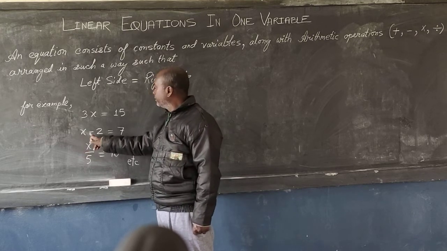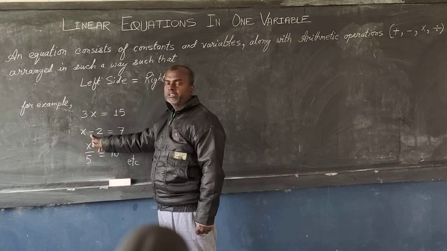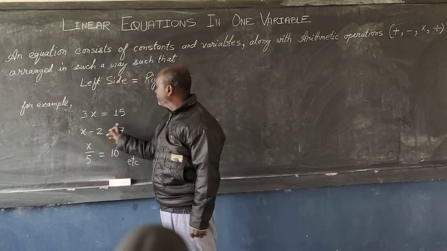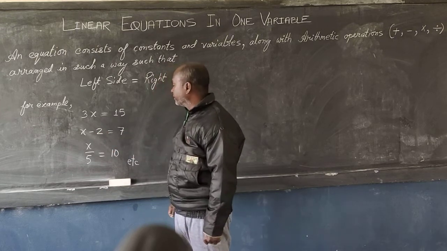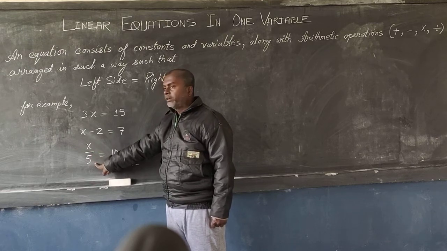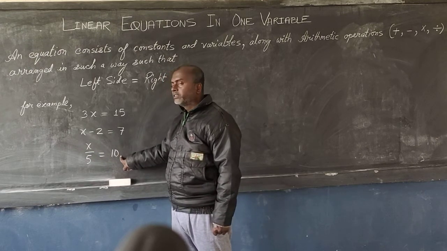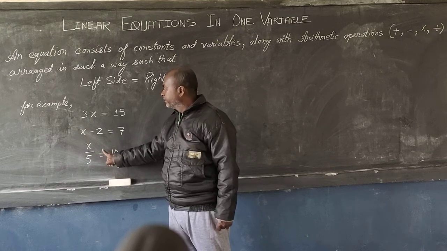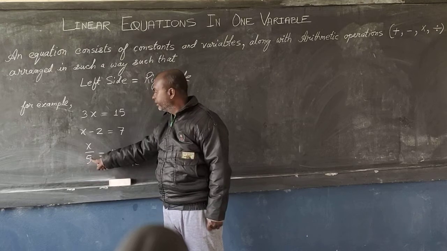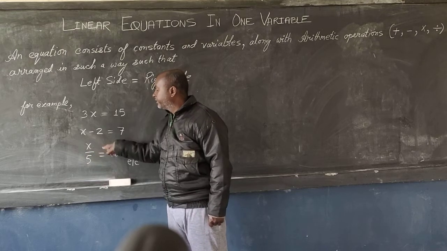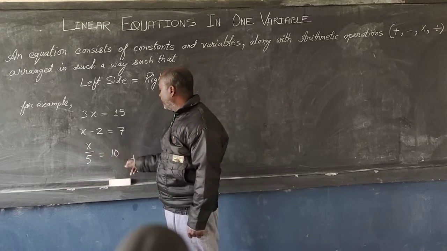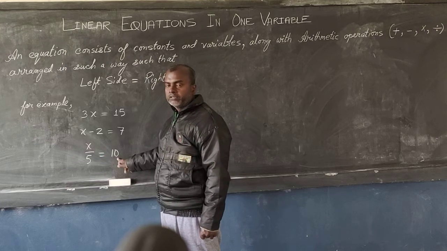Similarly, next equation is x minus 2 equals 7. x is a variable, 2 is a constant, minus is an arithmetic operation, 7 is a constant. So they are arranged in such a way that equals sign is in the middle. Same way, x divided by 5 equals 10. Here also equals is in the middle. Left side you have x, variable, 5, constant, and in between x and 5 there is this bar sign which symbolizes division. And on the right side you have a constant.